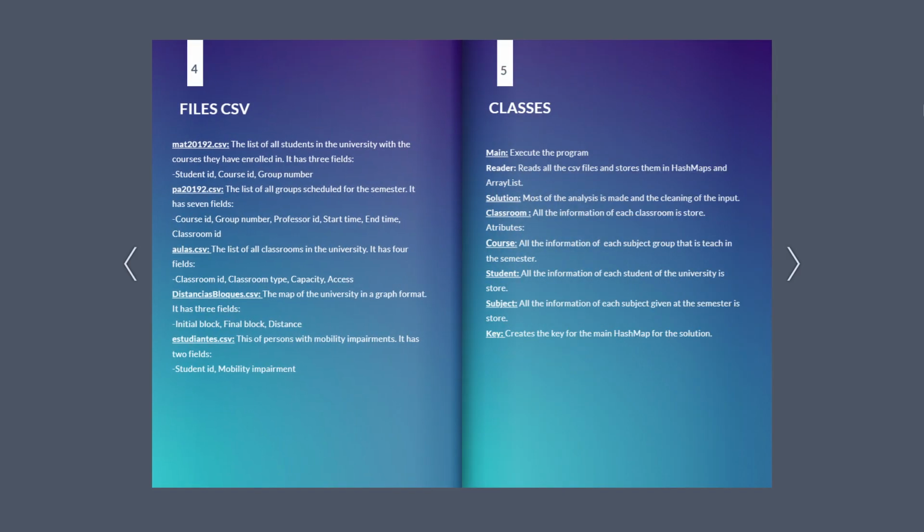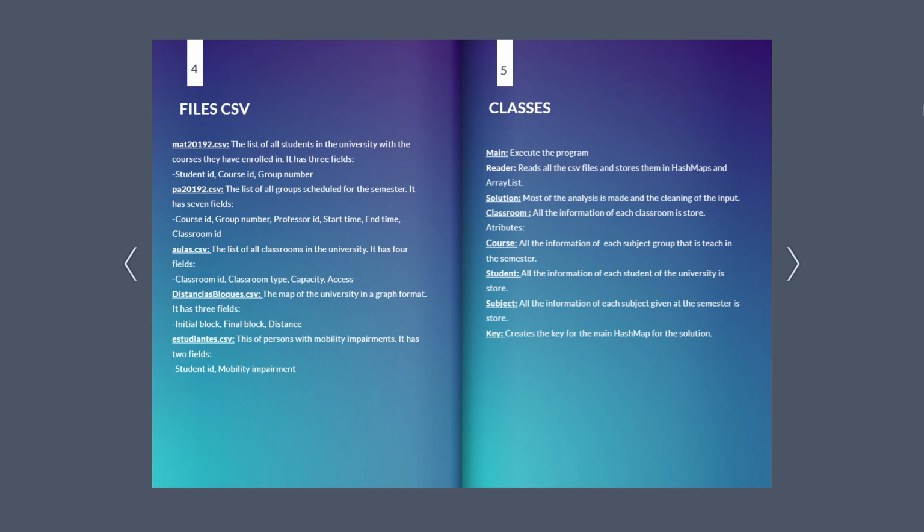So the files that were given to us. First is the list of all the students in the university with the courses they have enrolled in. Also the list of groups scheduled for the semester, the list of all the classrooms, and the map of the university in a graph format, and the distances. And the last one is all the students, also saying if they have mobility impairments.